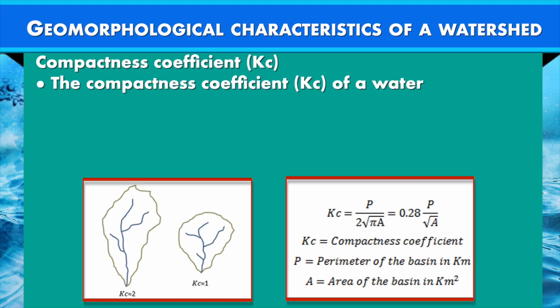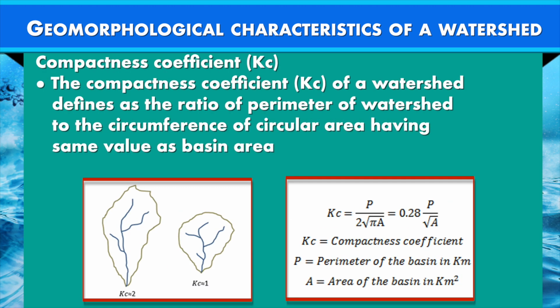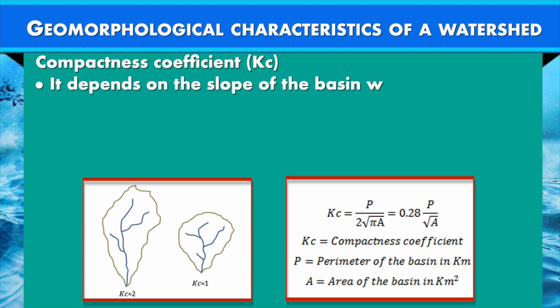The compactness coefficient of a watershed is defined as the ratio of the perimeter of a watershed to the circumference of the circular area having the same value as the basin area. It depends on the slope of the basin while independent of the basin size.